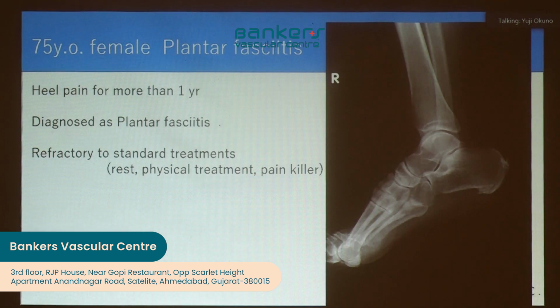So let me give you one example. This is a 75-year-old female who had a 1-year history of heel pain, diagnosed as plantar fasciitis and refractory to standard treatment, including rest, physical treatment, and painkillers. So this is the affected area.